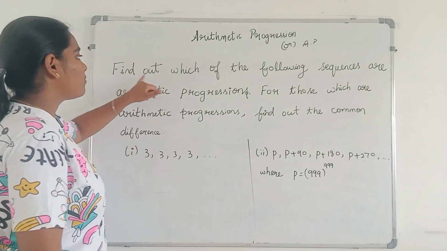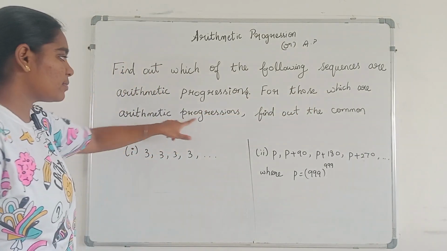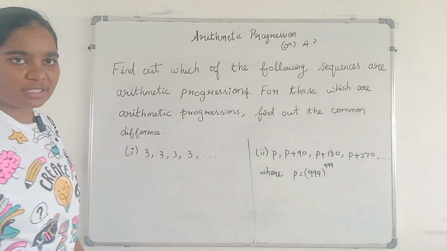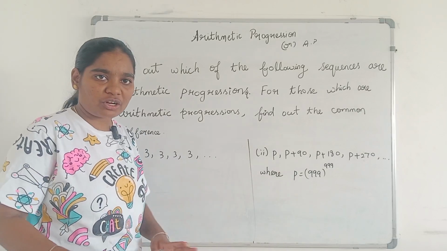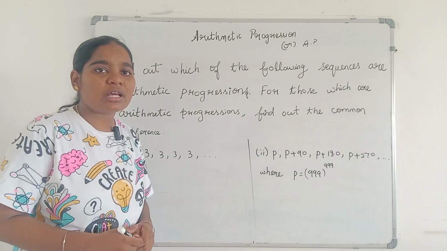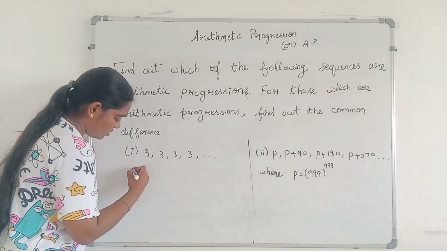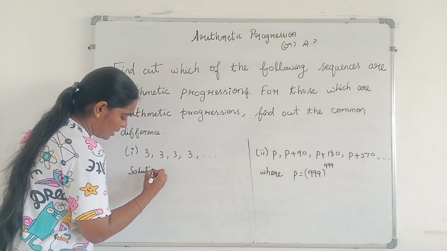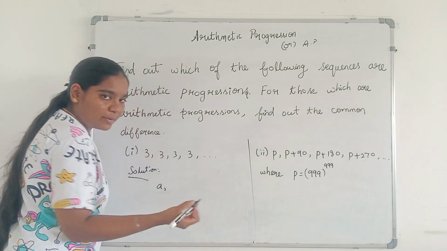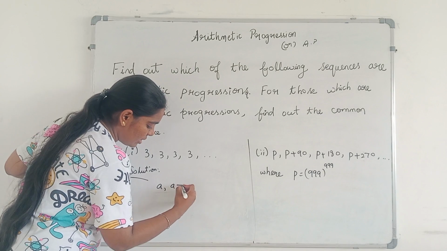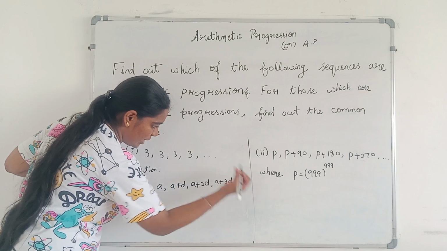Here the question is, find out which of the following sequences are arithmetic progressions. For those which are arithmetic progressions, find out the common difference. So we have to check whether the sequence forms an arithmetic progression or not. If it does, then we have to find the common difference. First one: 3, 3, 3, 3. We can compare this with the general form. The arithmetic progression will always be of the form a, a plus d, a plus 2d, a plus 3d, and it will go on like that.